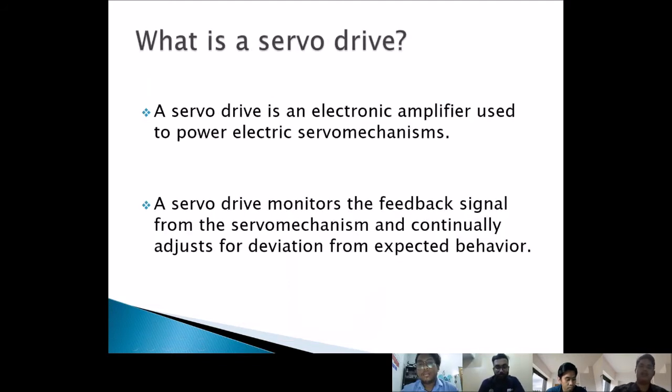Next, I will explain what a servo drive is. A servo drive is an electronic amplifier used to power an electric servo mechanism. A servo drive monitors the feedback signal from the servo mechanism and continually adjusts for deviation from expected behavior.